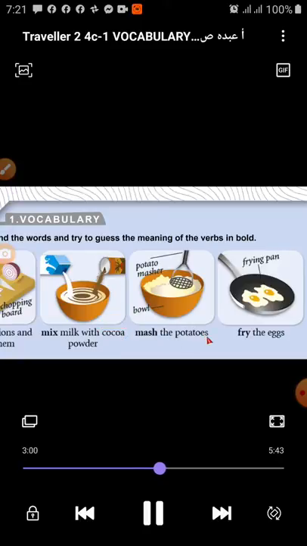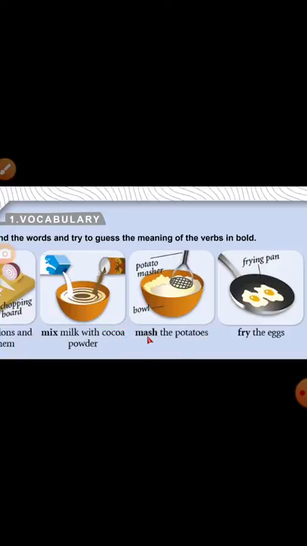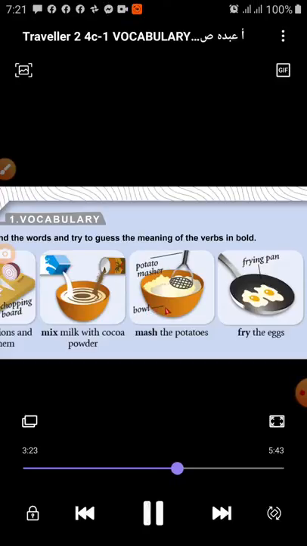Mash the potatoes. When you mash, you crush into soft pulp. You mash the potatoes using a potato masher. This thing is a masher. It's used to mash potatoes. To do that, you put potatoes in a bowl. This is not a ball, it's a bowl, just like football. Bowl, bowl. It's a bowl.